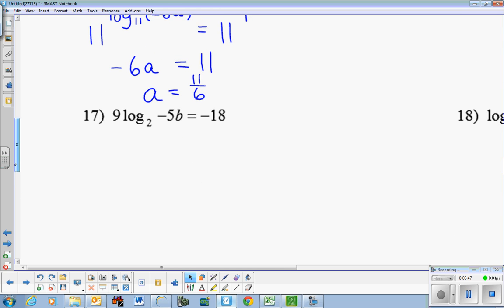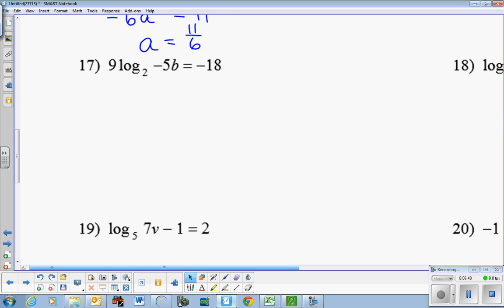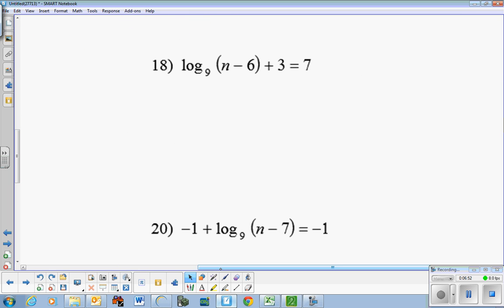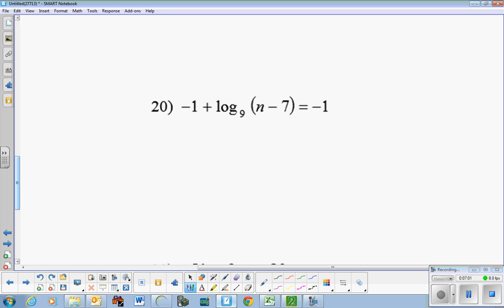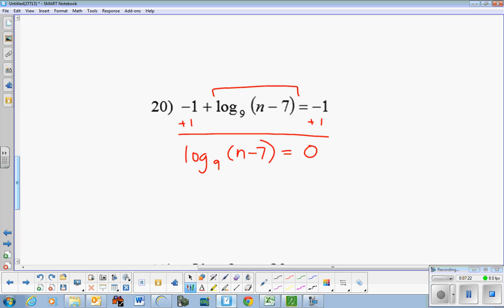Let me find one that might look slightly different. Okay, let's try 20 here. Okay, I see log base 9. That tells me I need to do exponential 9 to the left equals 9 to the right. But I'm going to make sure that I isolate the log expression first by adding 1 here and adding 1 here. Log base 9 of n minus 7 equals 0.